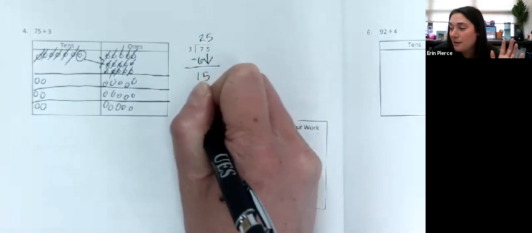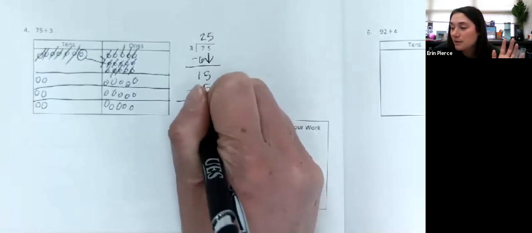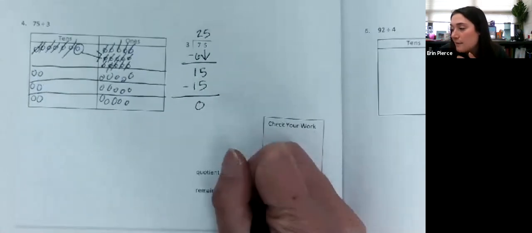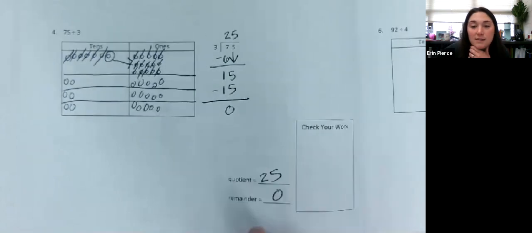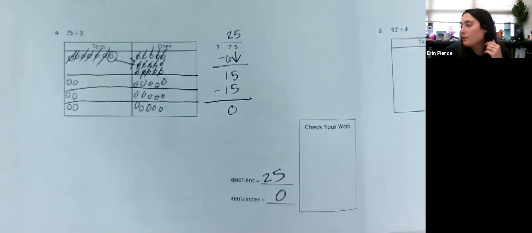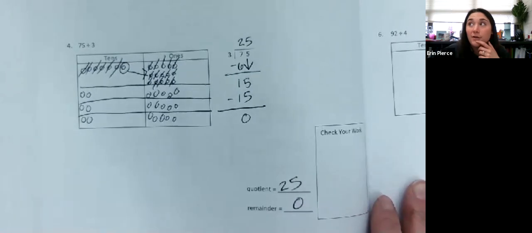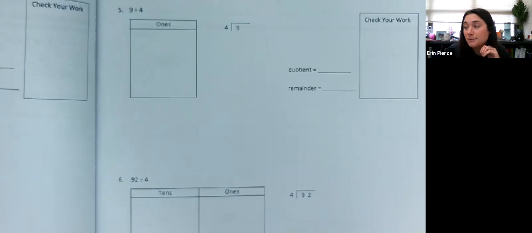I get 15. I subtract 0. So my quotient is 25. My remainder is 0. One of the groups asked if they could continue on to page 111. You are more than welcome to get some extra practice on page 111. I'm just not going to do them in class right now.